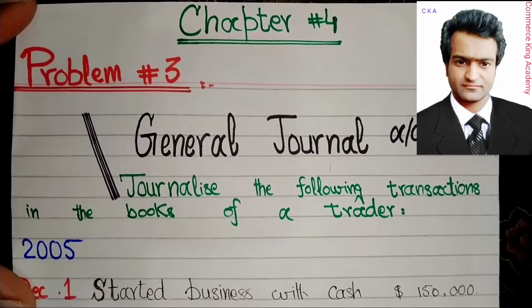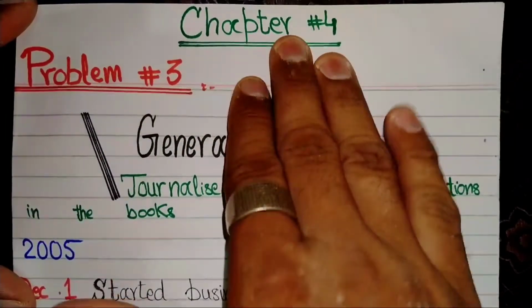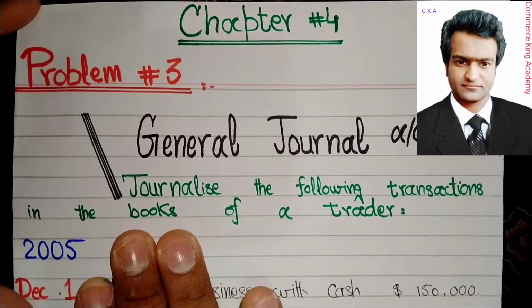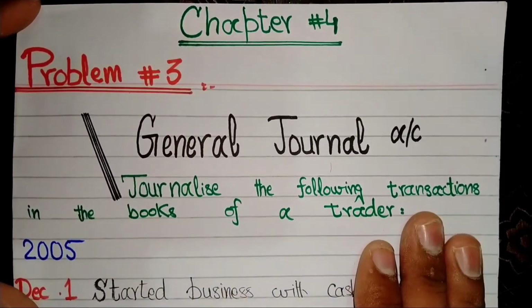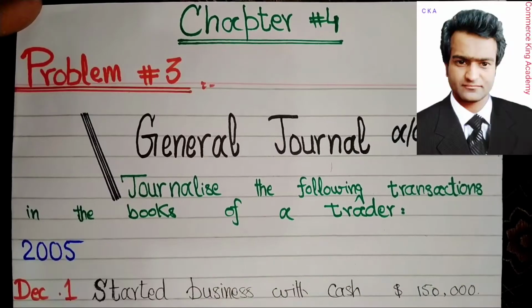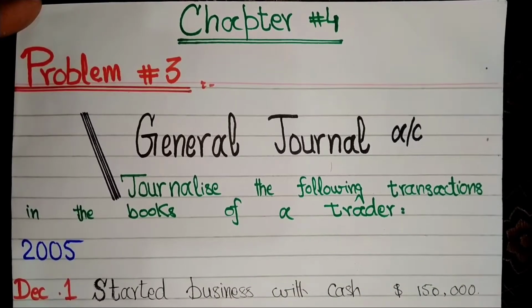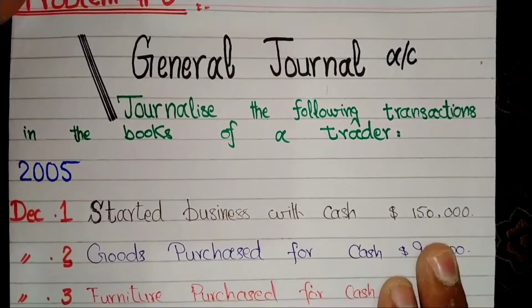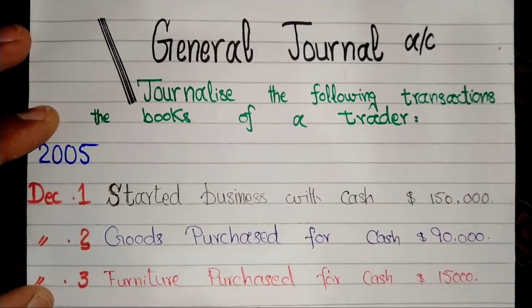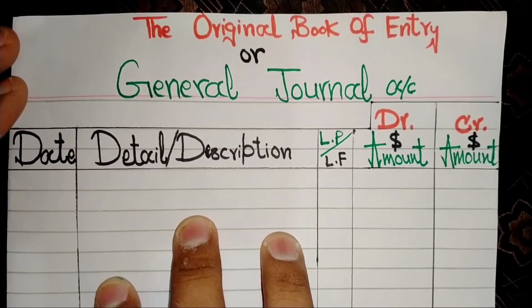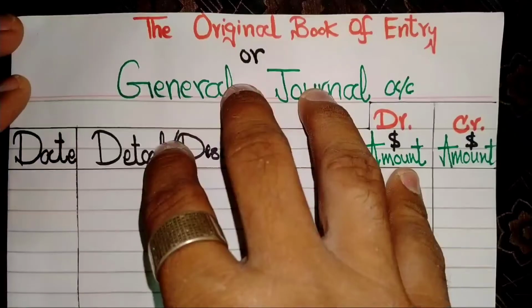Today we will solve problem number 3 of chapter number 4, which is General Journal Account. The requirement of this problem is to journalize the following transactions in the books of a trader. In the year 2005, the first transaction is on December 1st: started business with cash amounting to $150,000.